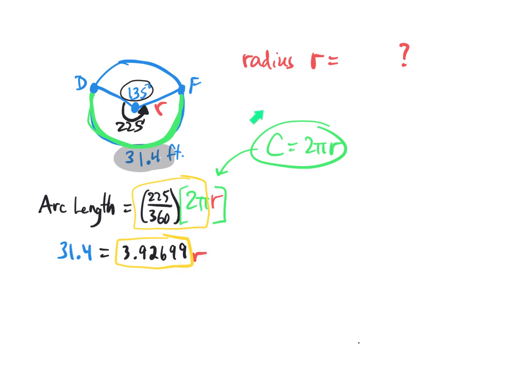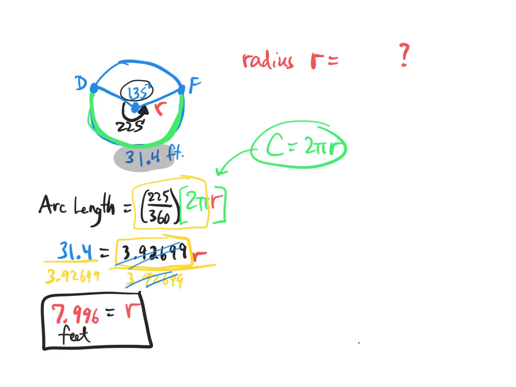All right, so we're trying to find the radius, right? So to isolate the variable r, we need to get rid of what it's multiplied by doing the inverse operation, which is divide. So we'll divide both sides by 3.92699. And so the radius is equal to this ratio, which is about 7.996 feet.